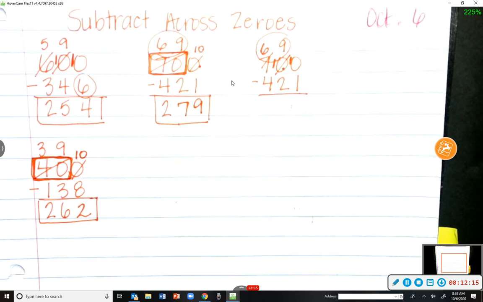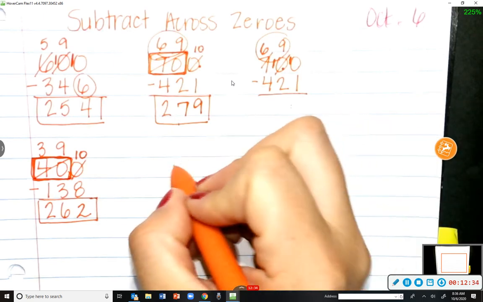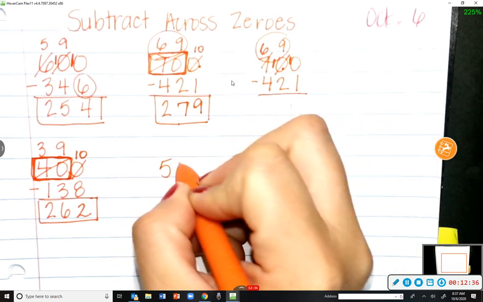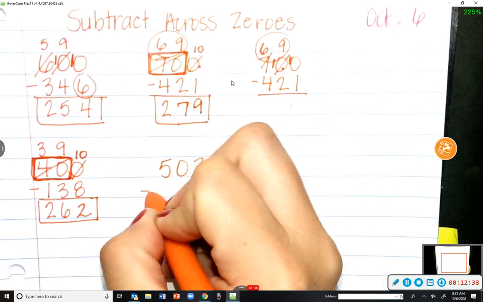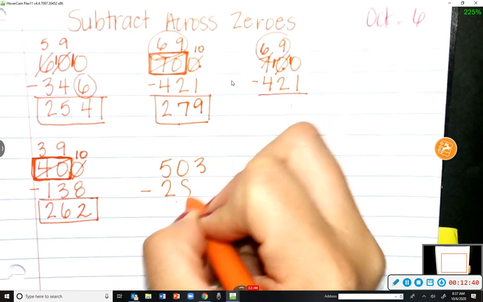Okay, now the boxing method only works when you have a 0 already in the ones place and in the tens place. Okay, so if I had 403, you don't want to try to box it. Only do it when you have both zeros, okay? So let's try another one. And you'll see what I mean.